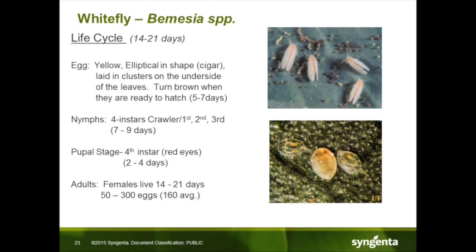Now, whiteflies generally complete their life cycle within 14 to 21 days, again, depending upon the temperature. The eggs have a cigar-shaped appearance and are creamy white when first deposited, and then as they age, they turn a darker brown and almost become translucent in appearance. Again, you see the immature stages down here. You can tell this is the fourth instar, and that can be noted because of the dark red eyes.